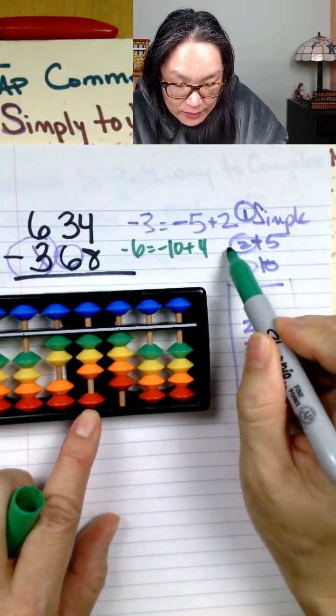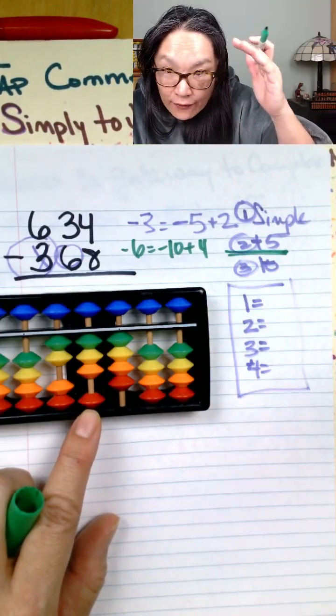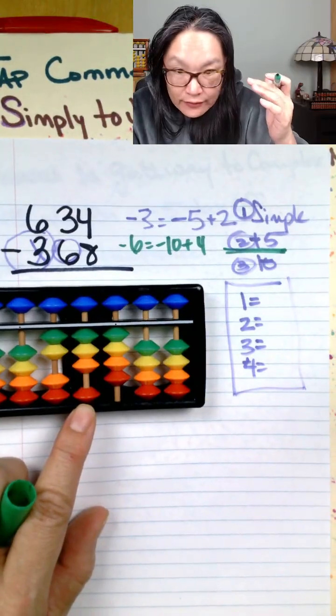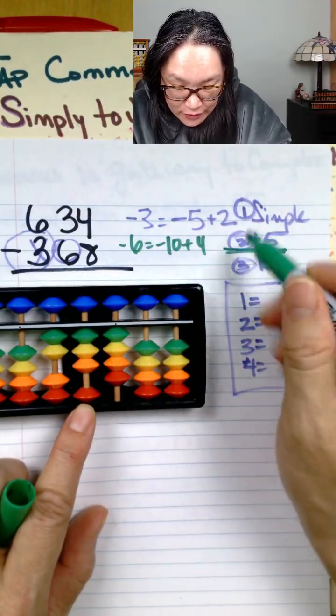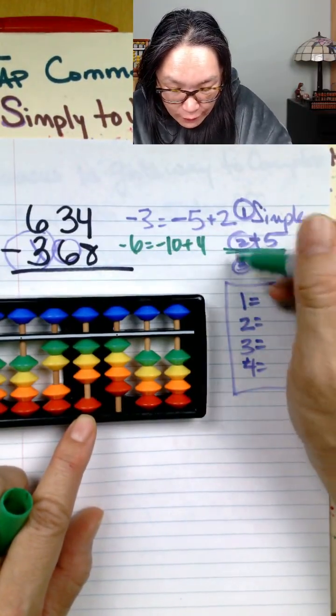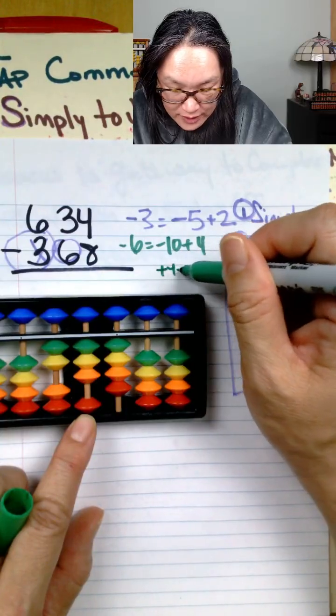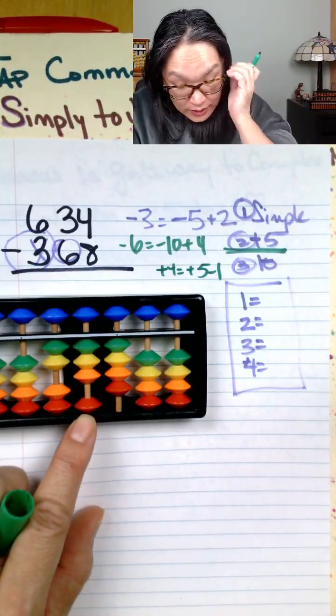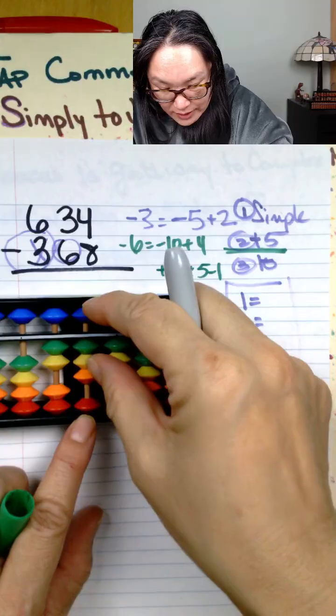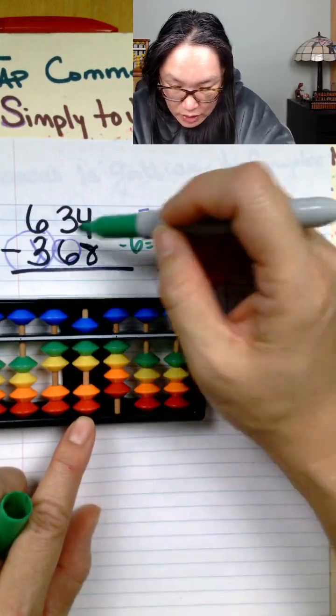The next thing I do is my 5. Can I add a 5? Yes, I can add a 5. So I'm going to add the 5. So to do this, my formula for the 5 is plus the 4 is equal to plus the 5 minus 1. Right? Yes, exactly. So plus the 5 minus the 1. So I'm done with the 6.